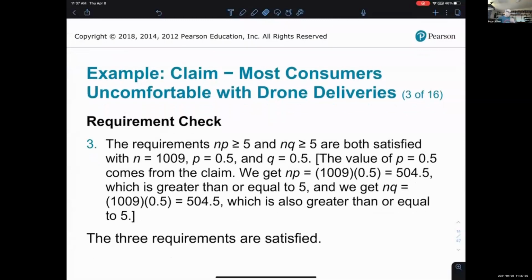Requirement 3. Again, this is the requirement you want to double check to make sure that you can use the binomial distribution idea. And so there was a little description of the idea that the number of people in your sample times the probability of a success and the probability of a failure should always be more than 5, so that you don't have some extremely rare thing you're examining with not very many people. So that's what this third requirement is indicating. But these are all satisfied.